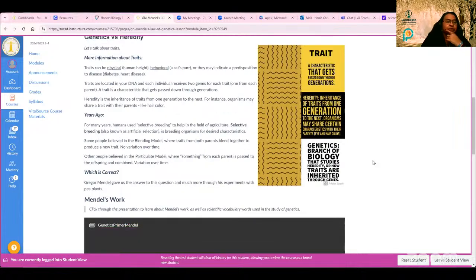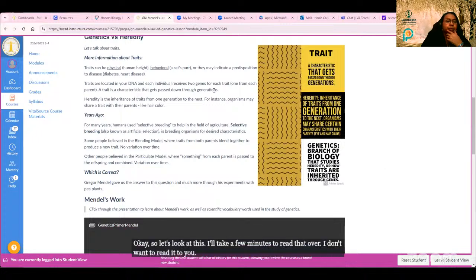Okay, so let's look at this. I'll take a few minutes to read that over. I don't want to read it to you, but this is a little background information.